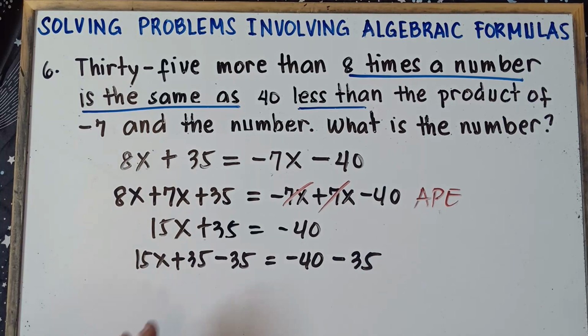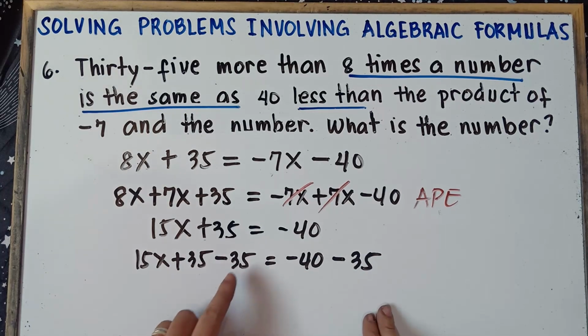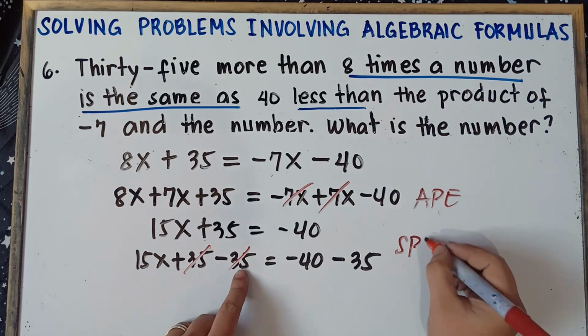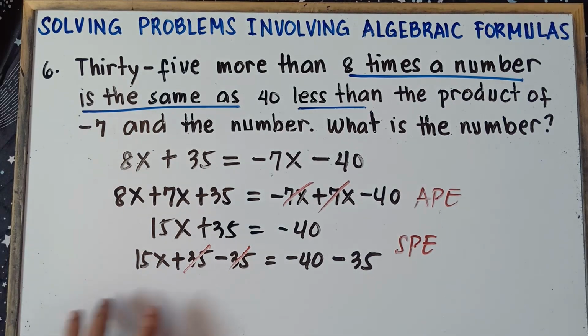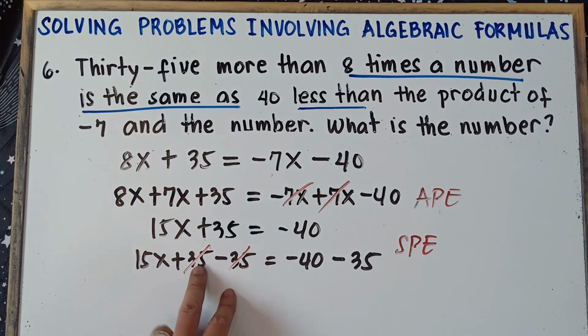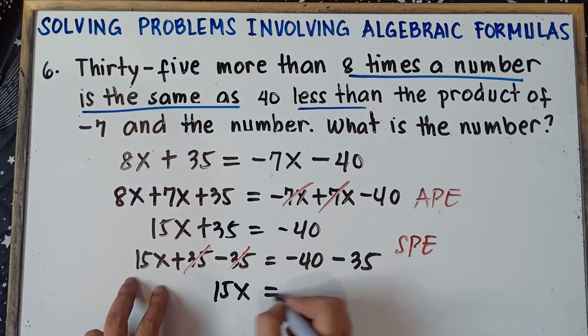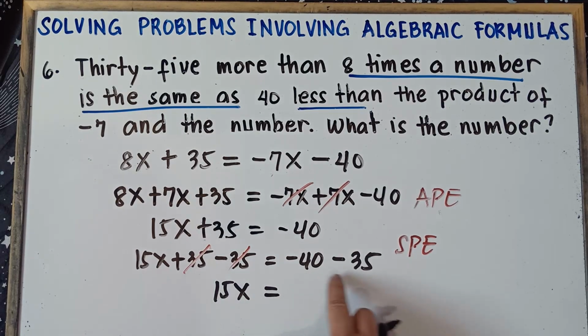Question, sir, why do we need to subtract both sides by 35? So that we can cancel this out, because 35 minus 35 would be 0, and we apply the subtraction property of equality. Once again, class, we subtract both sides by 35 so that we can cancel this out. The remaining expression will be only 15x equals negative 40 minus 35. This will be negative 75.